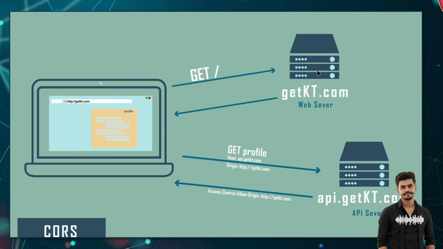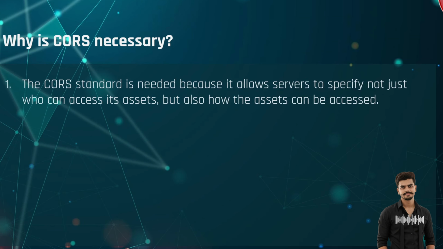So when it tries to do that, it will return a special header called Access-Control-Allow-Origin. It will send this particular header in order to confirm the CORS. Why is CORS necessary? CORS is needed because it allows the server to specify not just who can access the asset, but also how the assets can be accessed.